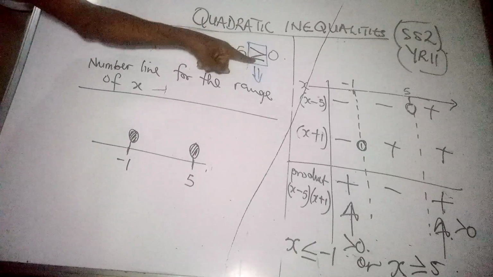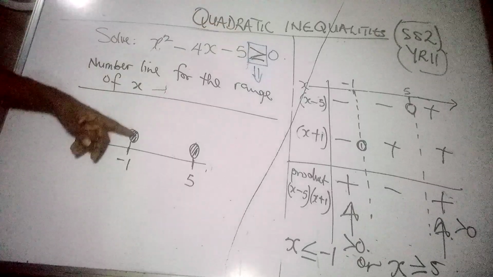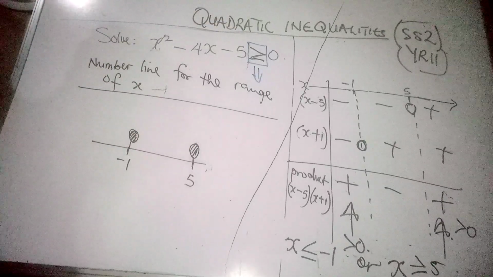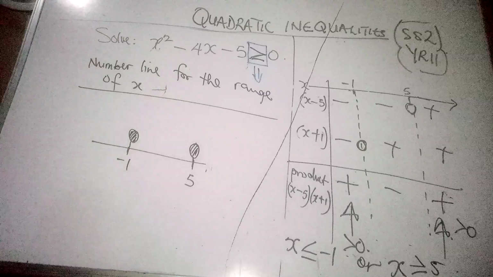Supposing there is no equal to here, it is just greater than, the circles that we have drawn will not be shaded. Okay? Take note of that. We are going to have an example on that.